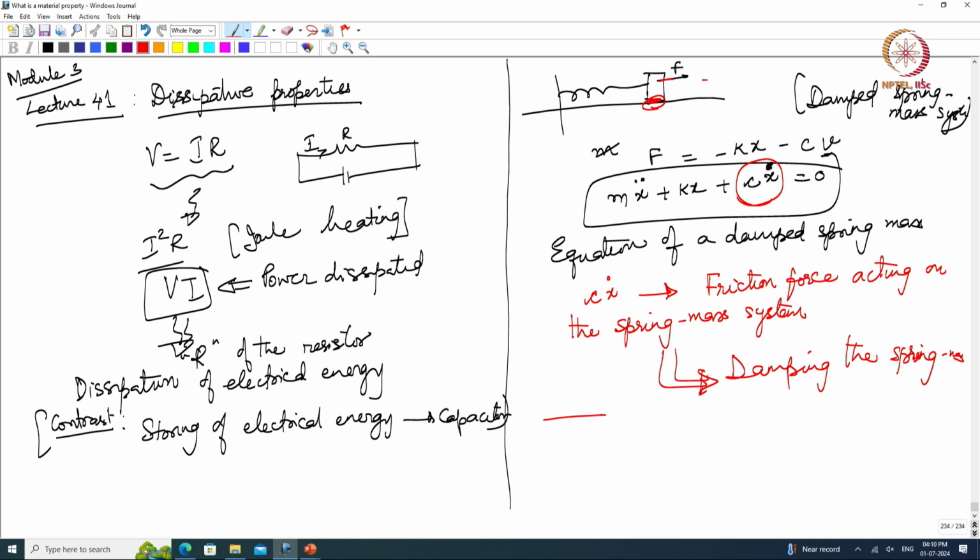Now, if we look at this C x dot term, F equal to minus C x dot, what is the property that I am interested in here? I am actually looking at a force, which is the friction force, and I am actually looking at the flux or some sort of motion of the spring mass.